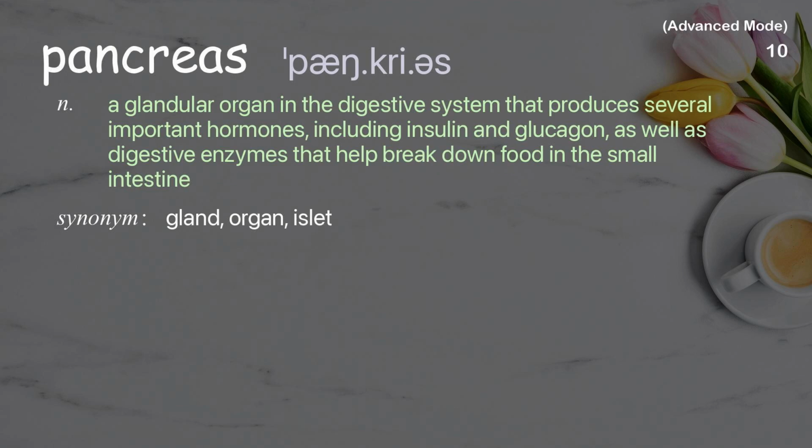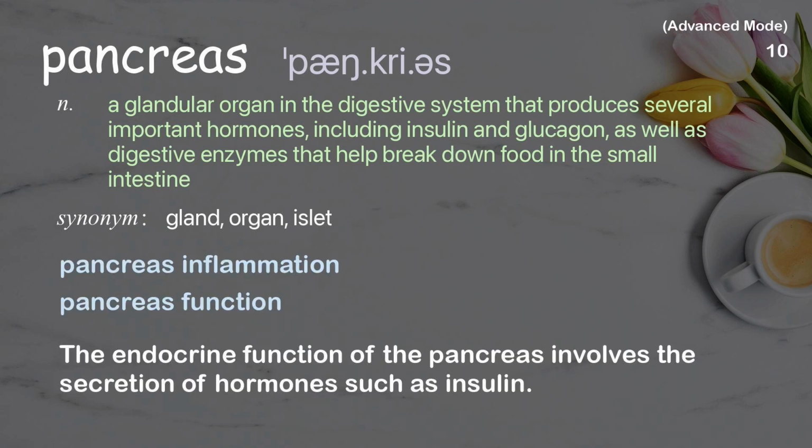Pancreas. A glandular organ in the digestive system that produces several important hormones, including insulin and glucagon, as well as digestive enzymes that help break down food in the small intestine. Examples: Pancreas inflammation, pancreas function. The endocrine function of the pancreas involves the secretion of hormones such as insulin.